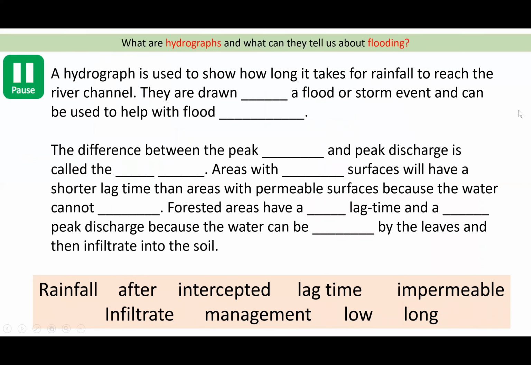Okay, I would now like you to pause the video and have a go at this gap fill exercise. If you want to make it a bit harder for yourself, try covering up the bottom of the screen which has the key words and have a go at filling in the gap fill by yourself. So pause the video for about 4 to 5 minutes in 3, 2, and 1.